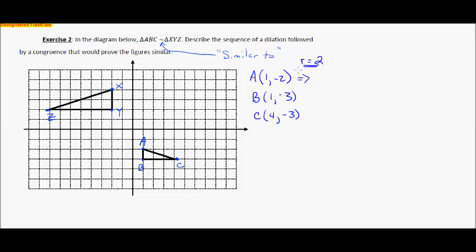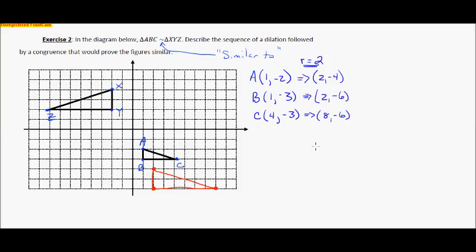So I'm going to do the dilation on ABC, and when I multiply each by 2, I'm going to get these coordinates here. Let's see, this would be 2, -6, and this one would be 8, -6. And those are pretty easy to do. Just multiply each by 2. So I'm going to go ahead and graph that new triangle here.